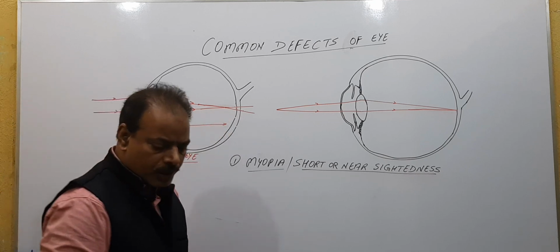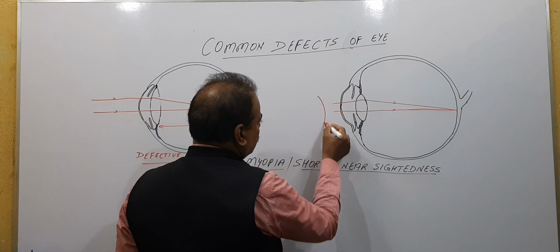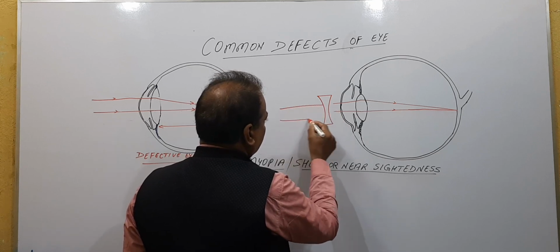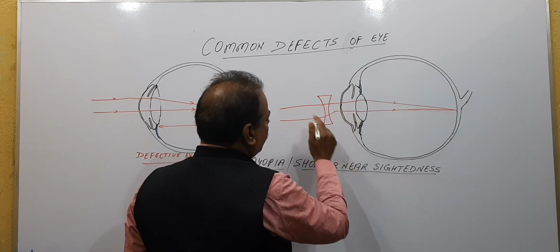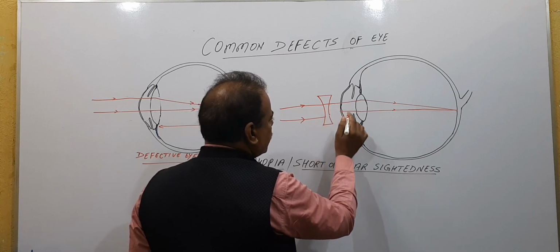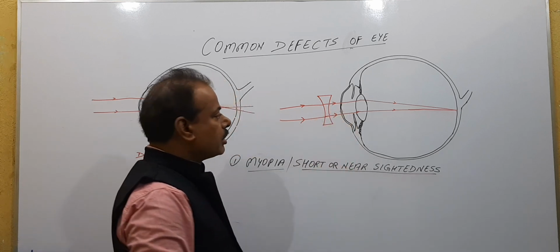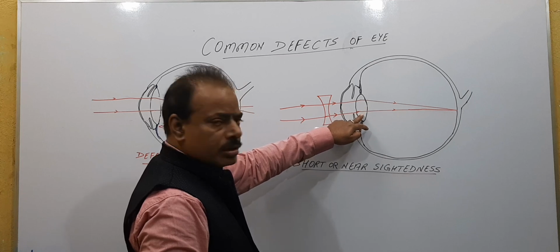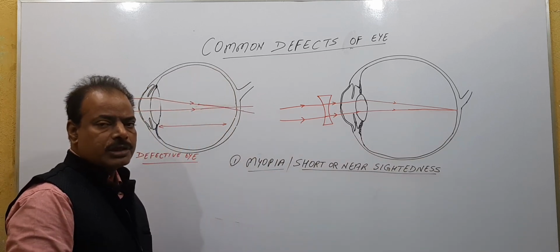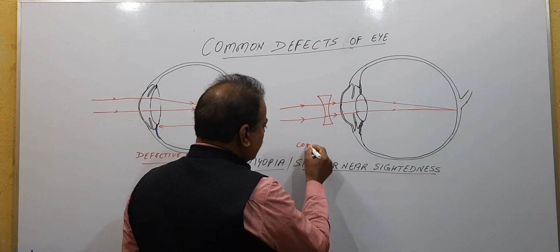For the correction, when a biconcave lens is used, at first divergence takes place, and after the divergence from the biconcave lens, when the light reaches the convex lens of our eye, again it converges and forms the image at the retina or mostly on the yellow spot, and so then we can see the object clearly. So it is a corrected eye.